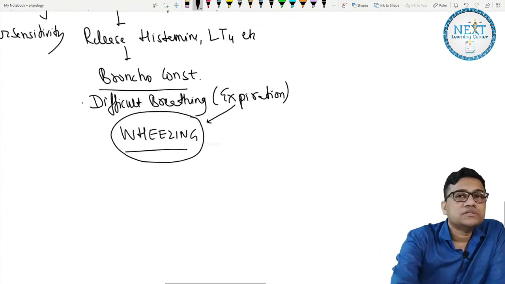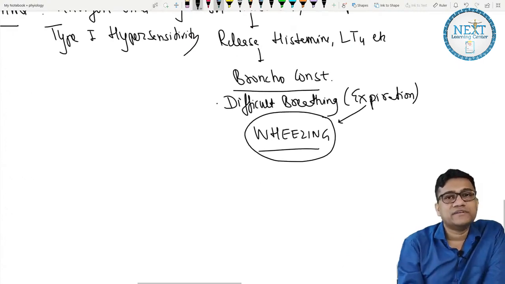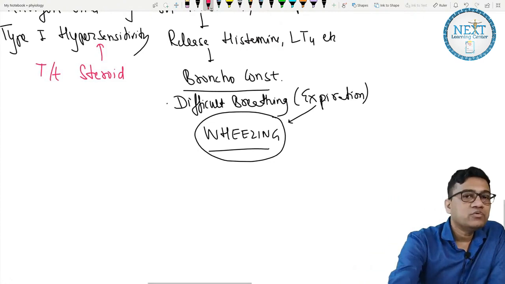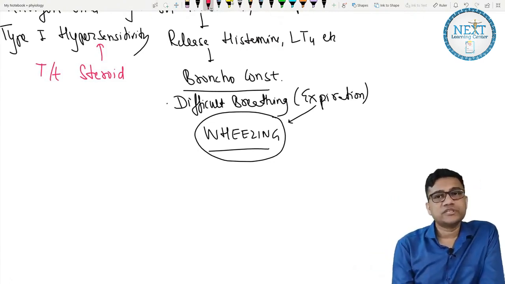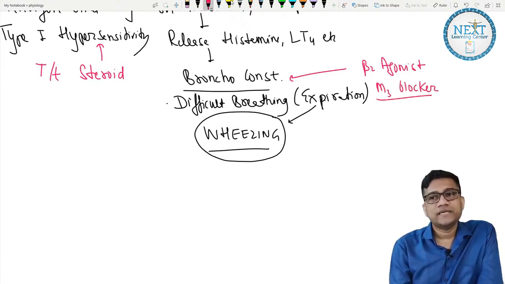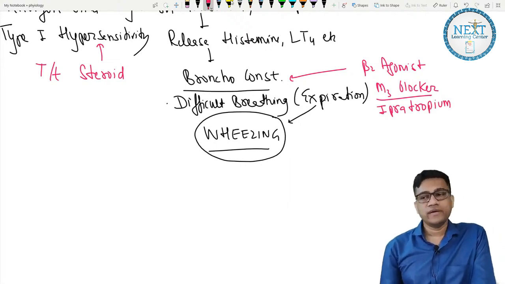So as doctors, what can we do? We can treat this. First, since it is hypersensitivity, we can give steroids, to decrease the inflammation. Yes or no? Then there is bronchoconstriction, so we can give beta 2 agonist, and M3 blocker, that is ipratropium, tiotropium. Okay, clear? So they are given.